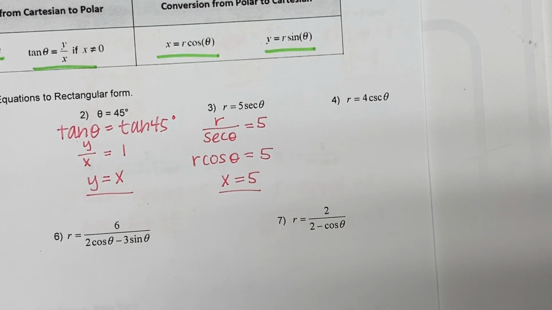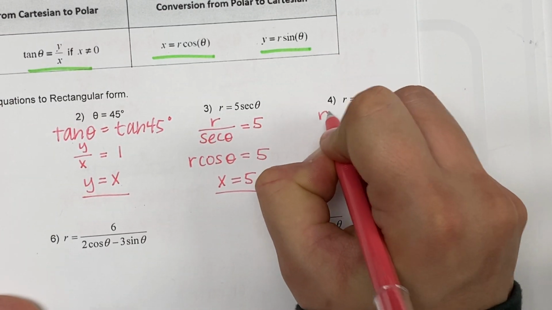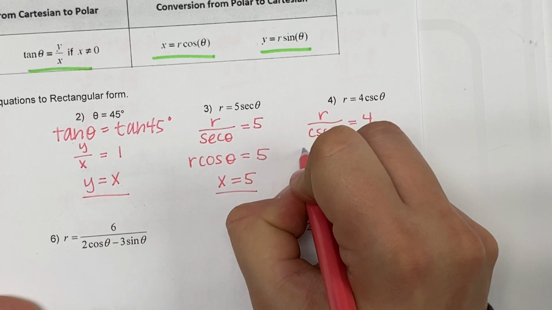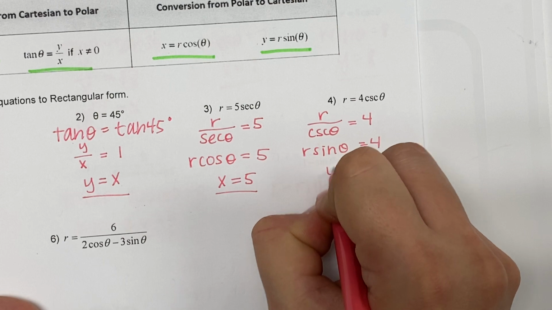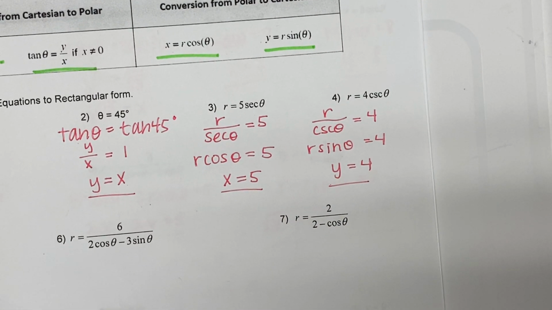Welcome back. Okay, let's check your number 4. So it's very similar to number 3. You divided by cosecant. But then cosecant turned into sine. And r sine theta is y. Did you get that? Oh my gosh, good job.